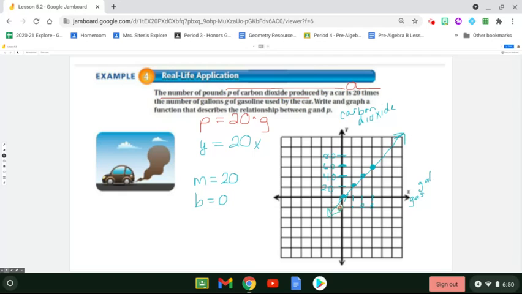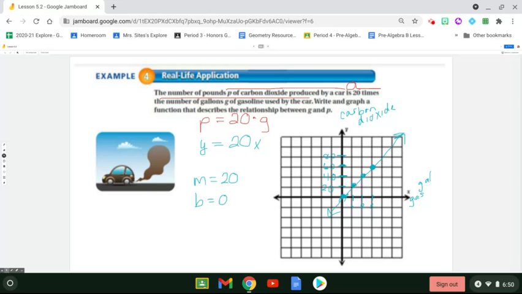Okay, so we wrote and graphed a function that described the relationship between the gasoline and the pounds of carbon dioxide. So what that would mean is that you're starting out with 0 pounds of carbon dioxide and that you would be getting 20 pounds of carbon dioxide per gallon of gasoline. So remember, anytime we're using a slope, we're talking about using the word per, because it's a unit rate, and when we're talking about the y-intercept, we use starts with. So we start out with 0 pounds of carbon dioxide, and then we go 20 pounds per gallon of gasoline.